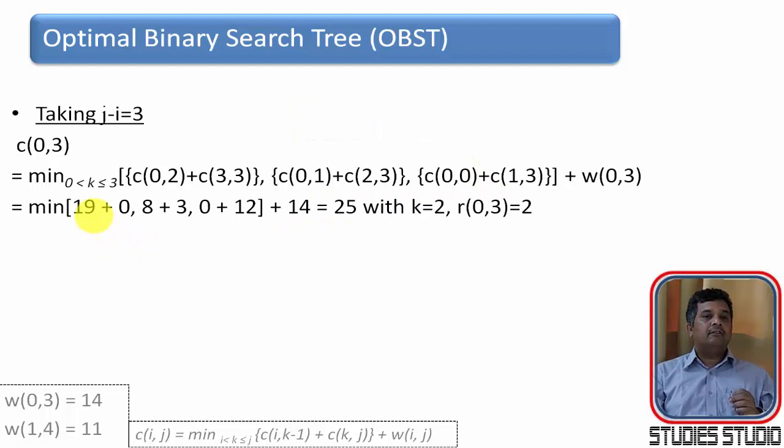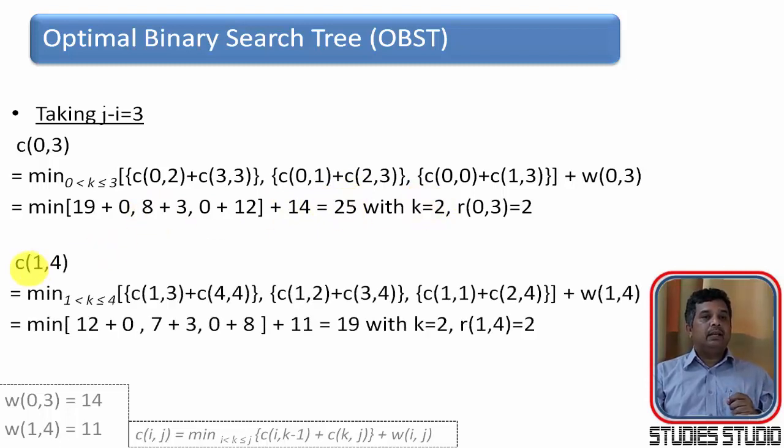And let us take the value. The minimum of these is 11. And the value we are getting is 25 for k equal to 2. Similarly, the C14 value. And this value we are going to calculate for k equal to 4, 3 and 2. And you can see here the minimum value is 8, which we are getting for k equal to 2.